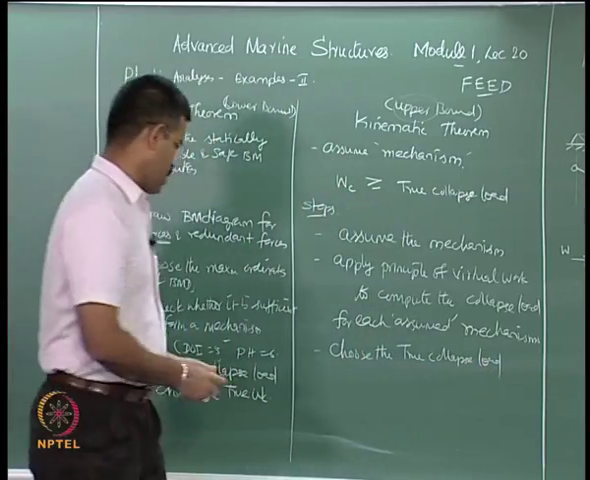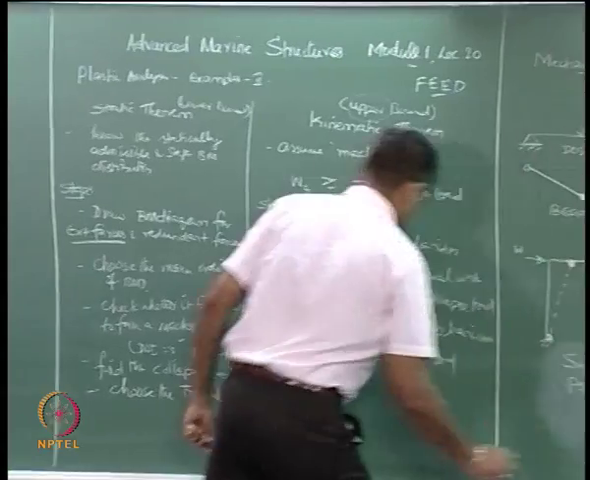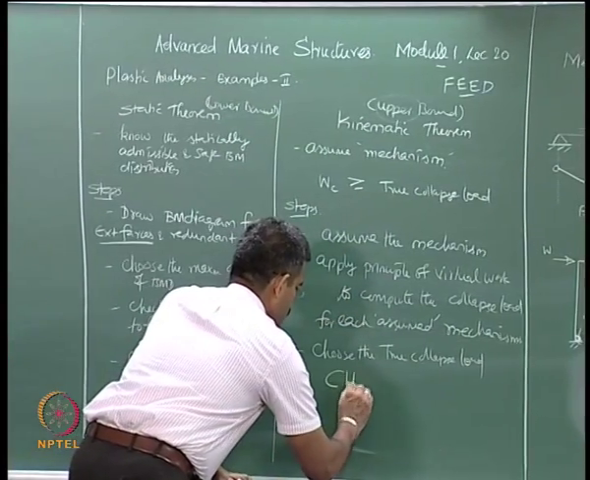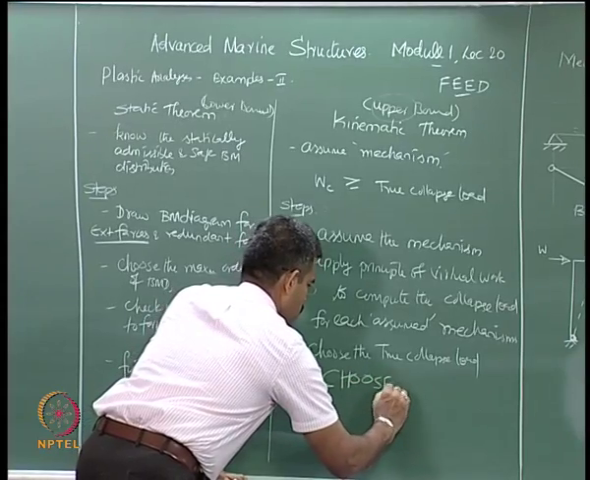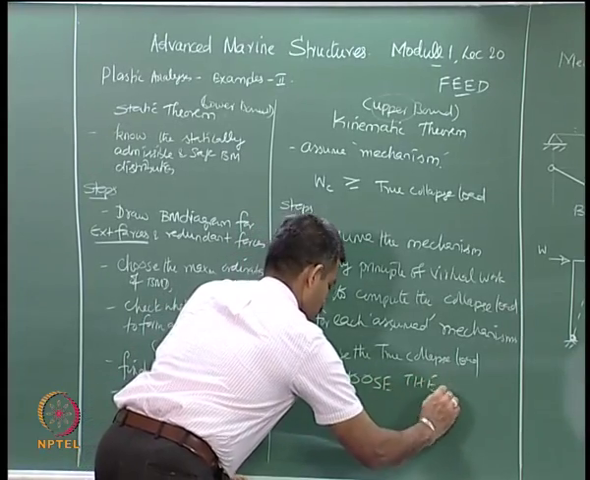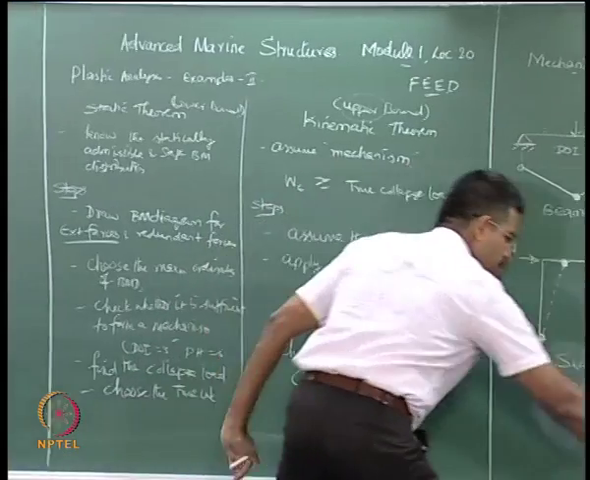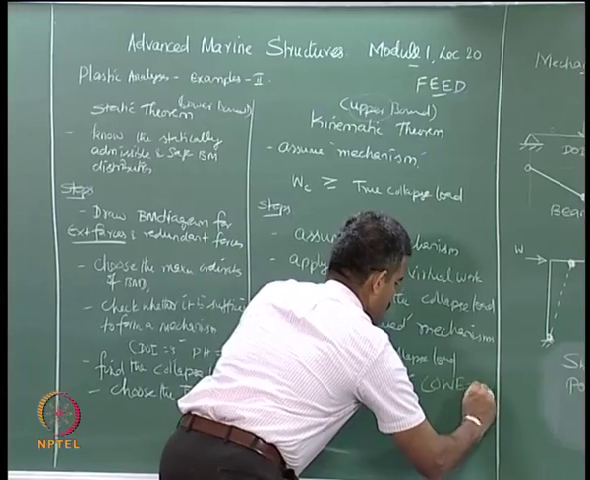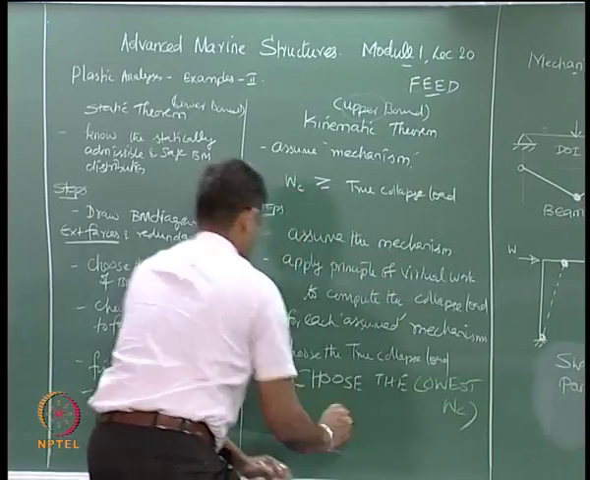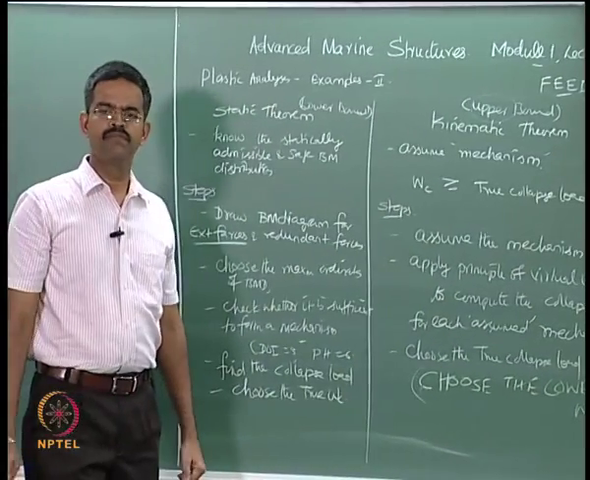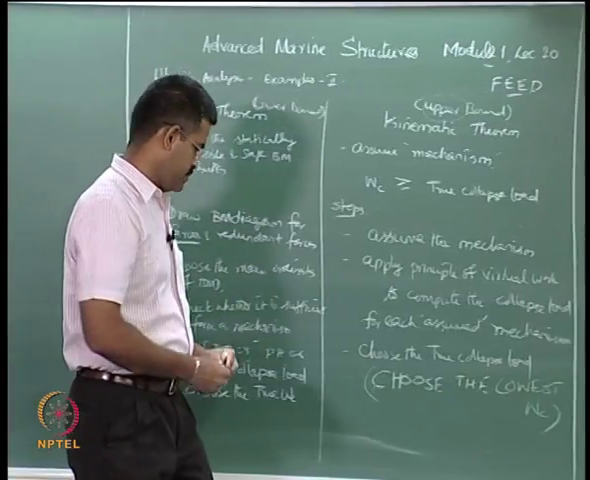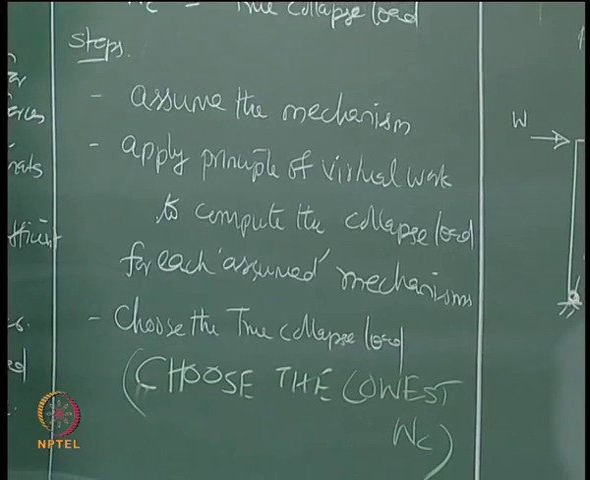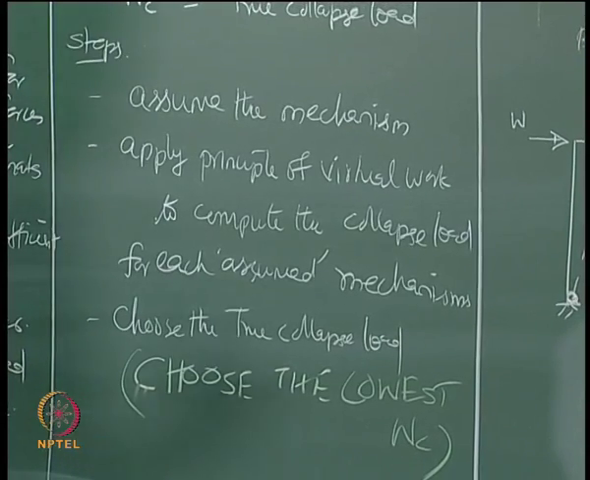So, let us put a very clear statement here. If you got many mechanisms, choose the lowest WC. Okay, choose the lowest WC. Any doubt here?